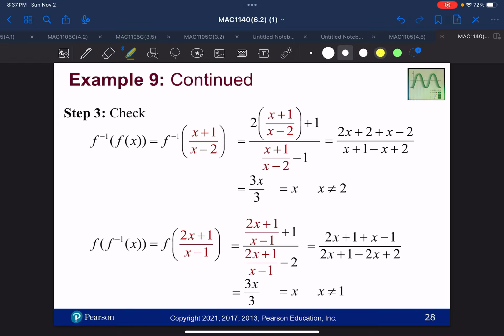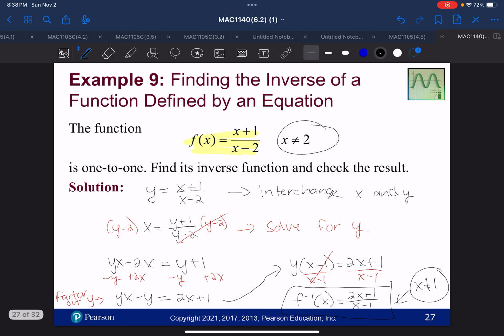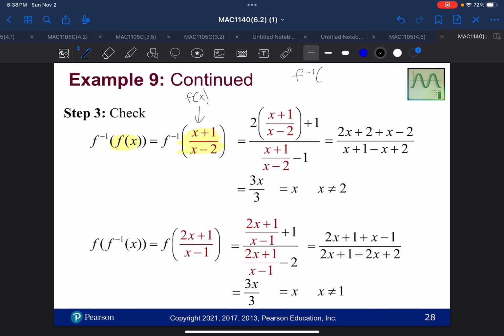Okay, so here we are checking by finding the composition. So they're plugging in the original f of x into the inverse function. And if you remember, we just found the inverse function to be 2x plus 1 over x minus 1. And this is my f of x that I drew the arrow to here. So they're plugging in the f of x into this function here, everywhere you see the x.